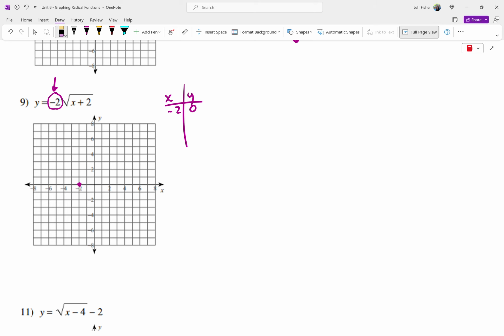But let's make that more precise by putting in another value. Let's put in 2 for x. Why? Because 2 plus 2 is going to equal 4, and we like to have a nice squared value under there. So the square root of 4 is just going to be 2. 2 times -2 is -4. So we say the point (2, -4) is on the graph. So now we can complete the graph with our basic form of the square root function. So that's what that looks like.